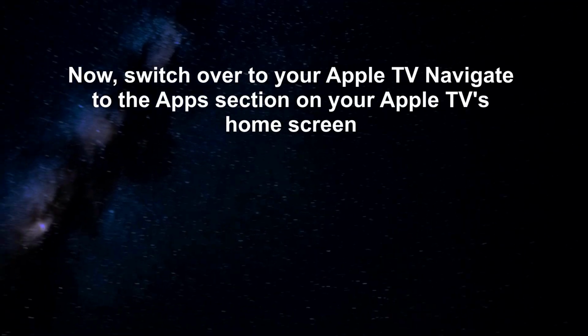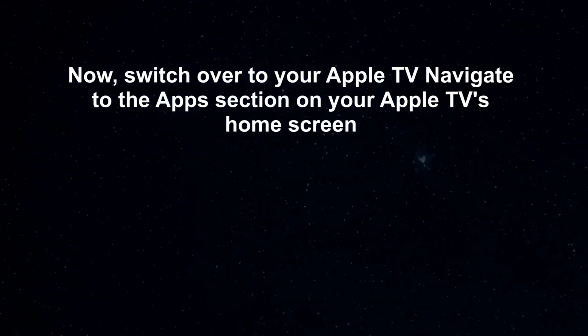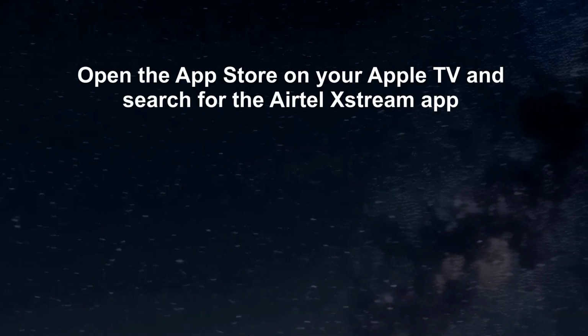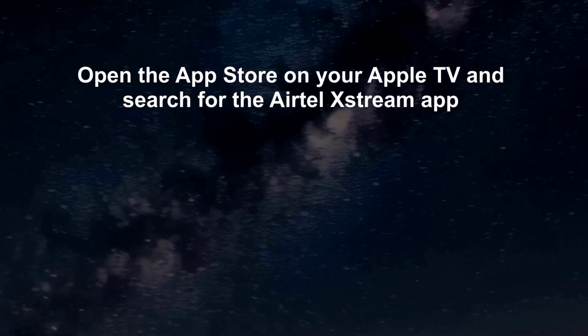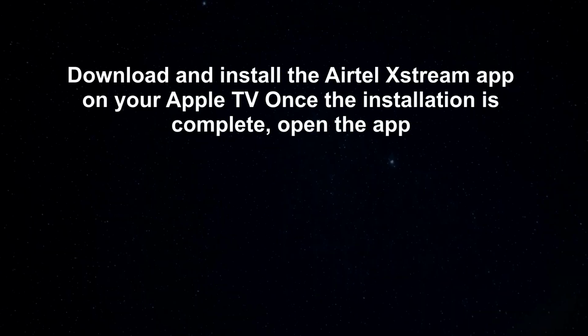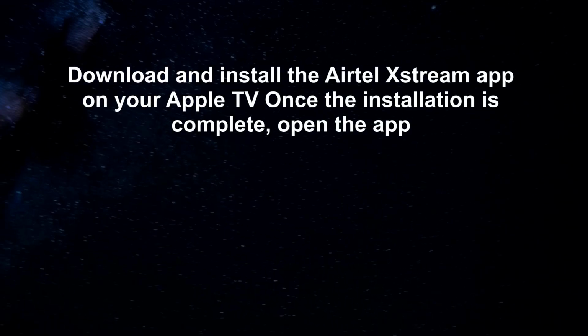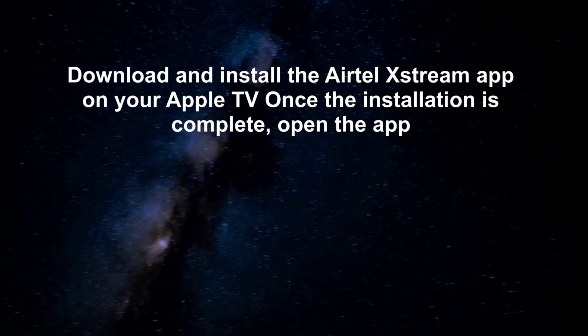Now, switch over to your Apple TV. Navigate to the Apps section on your Apple TV's home screen. Open the App Store on your Apple TV and search for the Airtel Xstream app. Download and install the Airtel Xstream app on your Apple TV. Once the installation is complete, open the app.